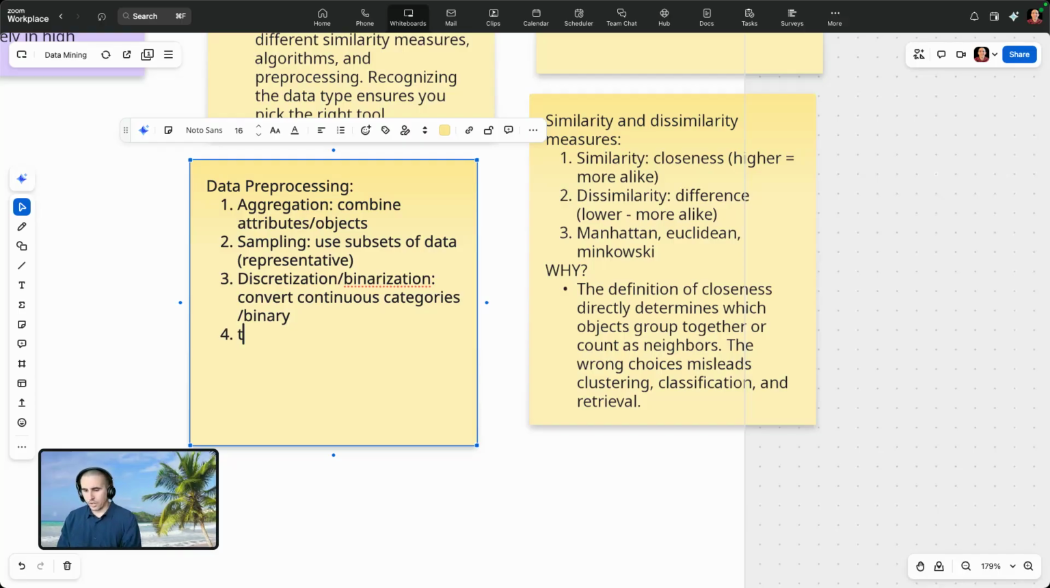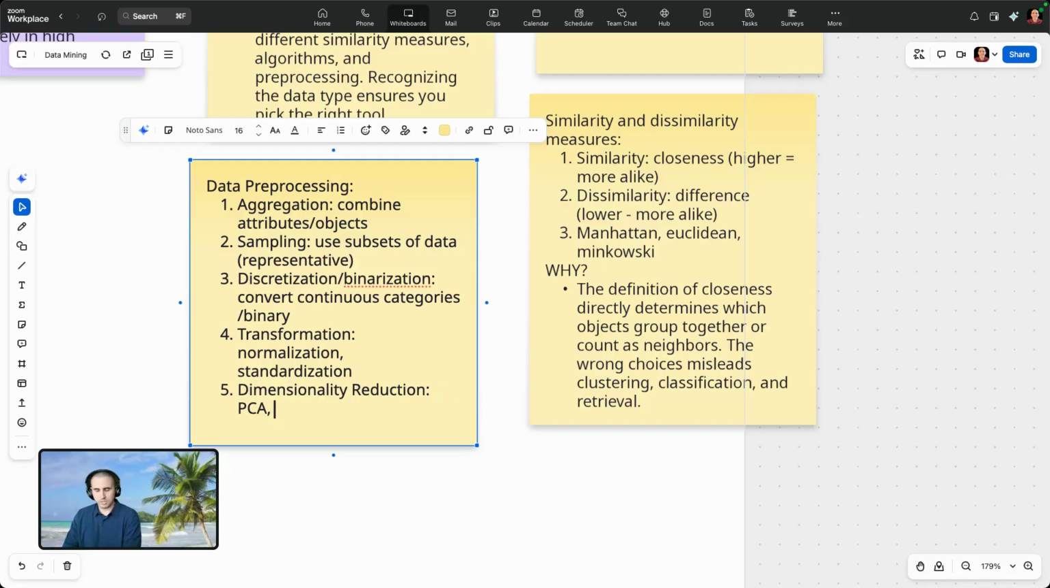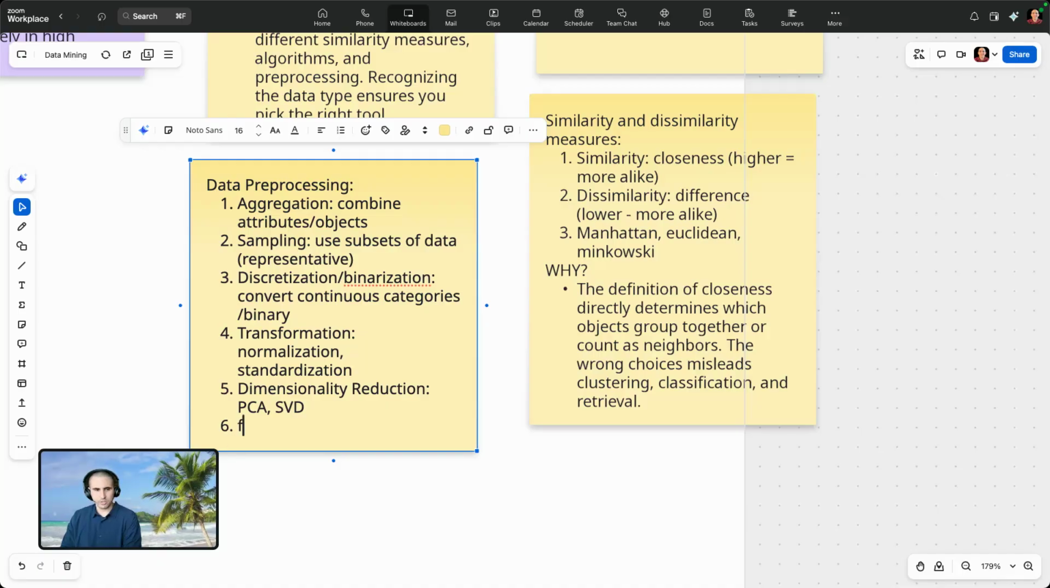Transformation, normalization, standardization. Dimensionality reduction, which is a big one: try to eliminate the curse of dimensionality using PCA and SVD, which we'll go over more. Feature selection and creation: remove redundancy or construct meaningful new attributes.